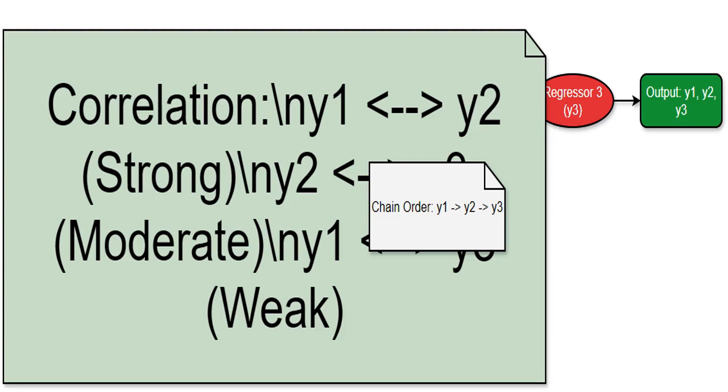This section describes the correlations between the three target variables, y1, y2, and y3. It shows that y1 and y2 are strongly correlated, y2 and y3 are moderately correlated, and y1 and y3 have a weak correlation. This information is crucial for deciding the optimal order of the variables in the regressor chain model, which is explained in more detail in the next row.